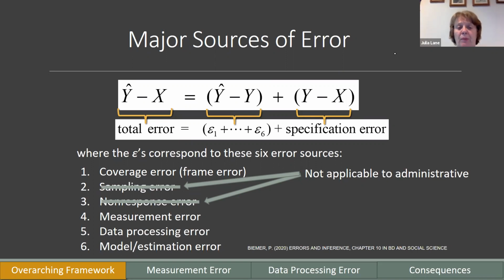We talked a little bit about coverage error. I'm going to spend a bit of time here talking about measurement error and data processing error. And of course, I'm not going to talk so much about the model error. We'll talk about that in the next presentation. But essentially, it's trying to just write down all the components of the error that we talked about in that flow chart that we had in the previous video.